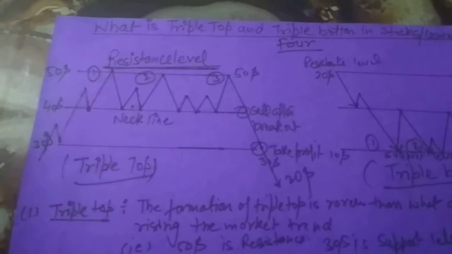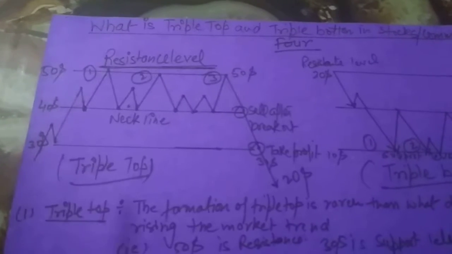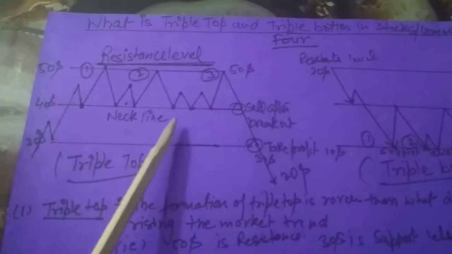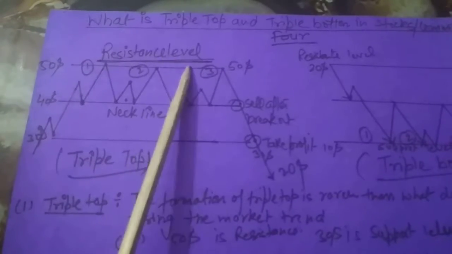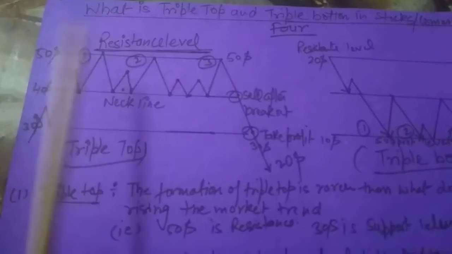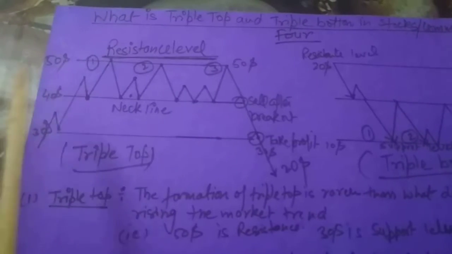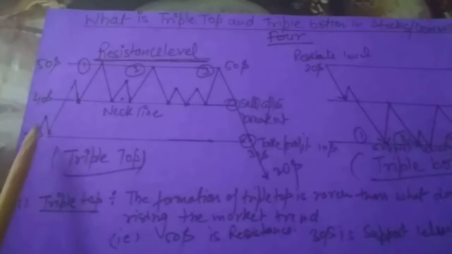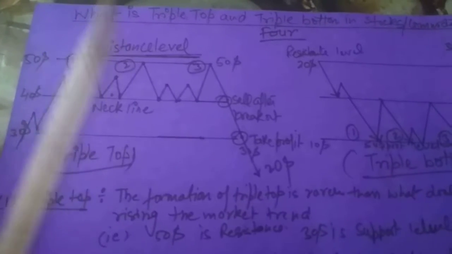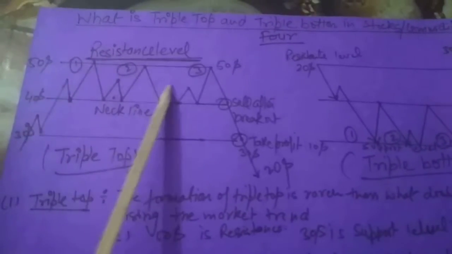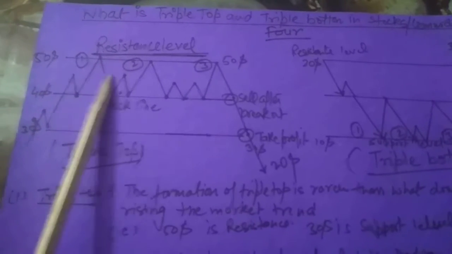Okay, then it can bounce, touch the neckline, and again it can bounce and touch the $50. That is the second top. Okay, then it can retrace, moving to $42, $48, and again it can touch the $50. That is the triple top. 1, 2, 3. It touches $50 three times. This is called the triple top.